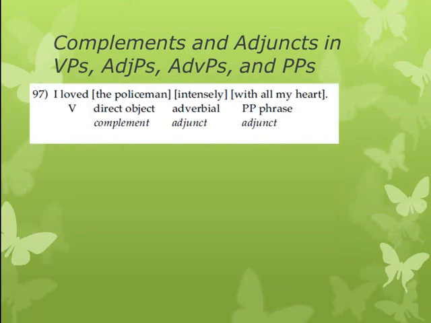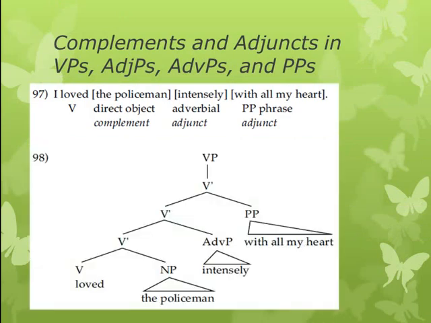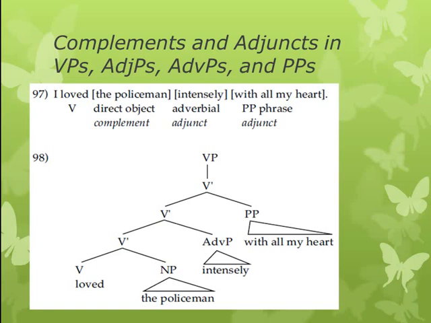Okay, and now we talk about complements and adjuncts in verb phrase, adjective phrase, adverbial phrase, and prepositional phrase. Okay, so like this one. Loved the policeman intensively with all my heart. So here we have verb loved, and then we have complement here. Why is it complement? Because complement is a sister to head, and then intensely is an adjunct because adverbial phrase is a sister to V bar. With all my heart is also adjunct because prepositional phrase is sister of V bar and a daughter of V bar, and this one is also a sister to V bar and a daughter to V bar. Jadi seperti ini ya.